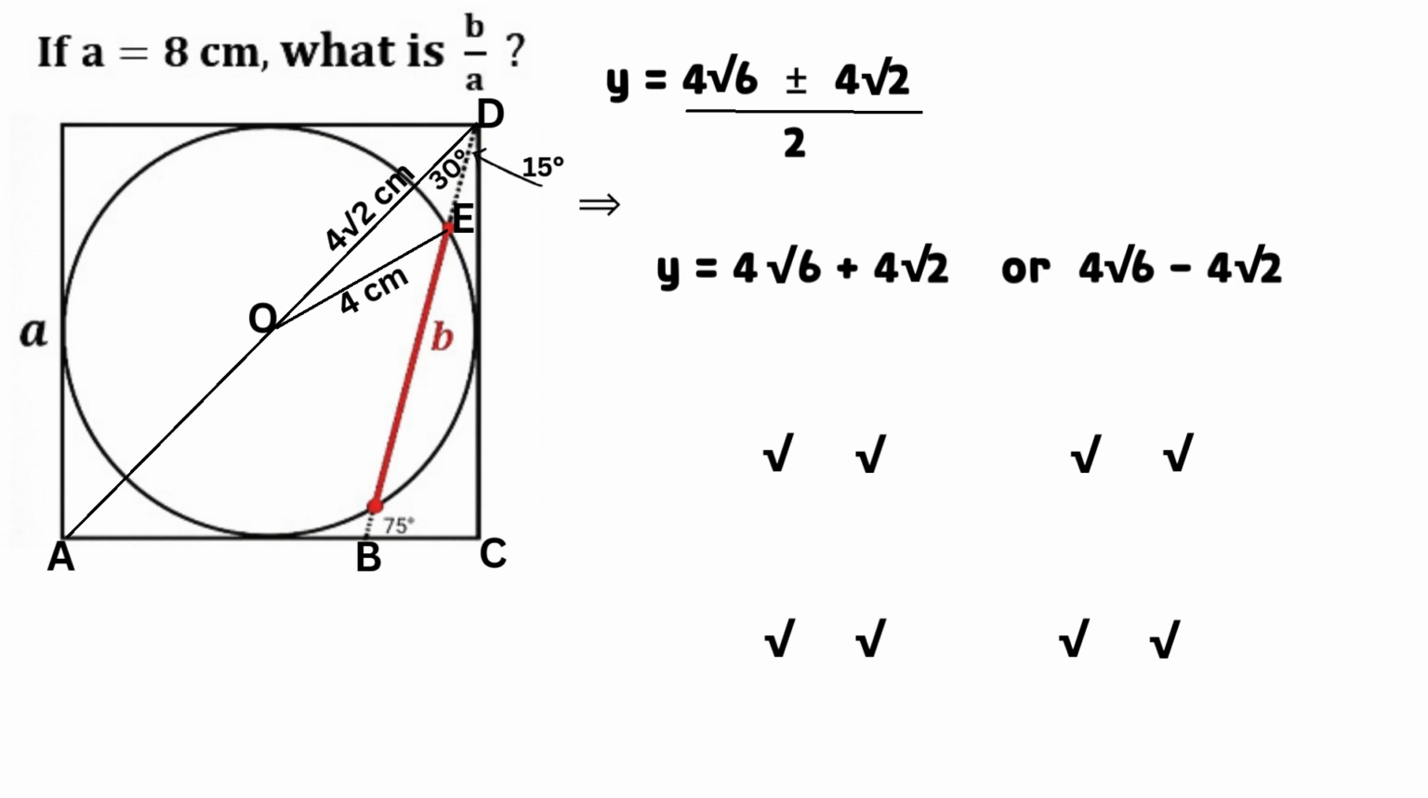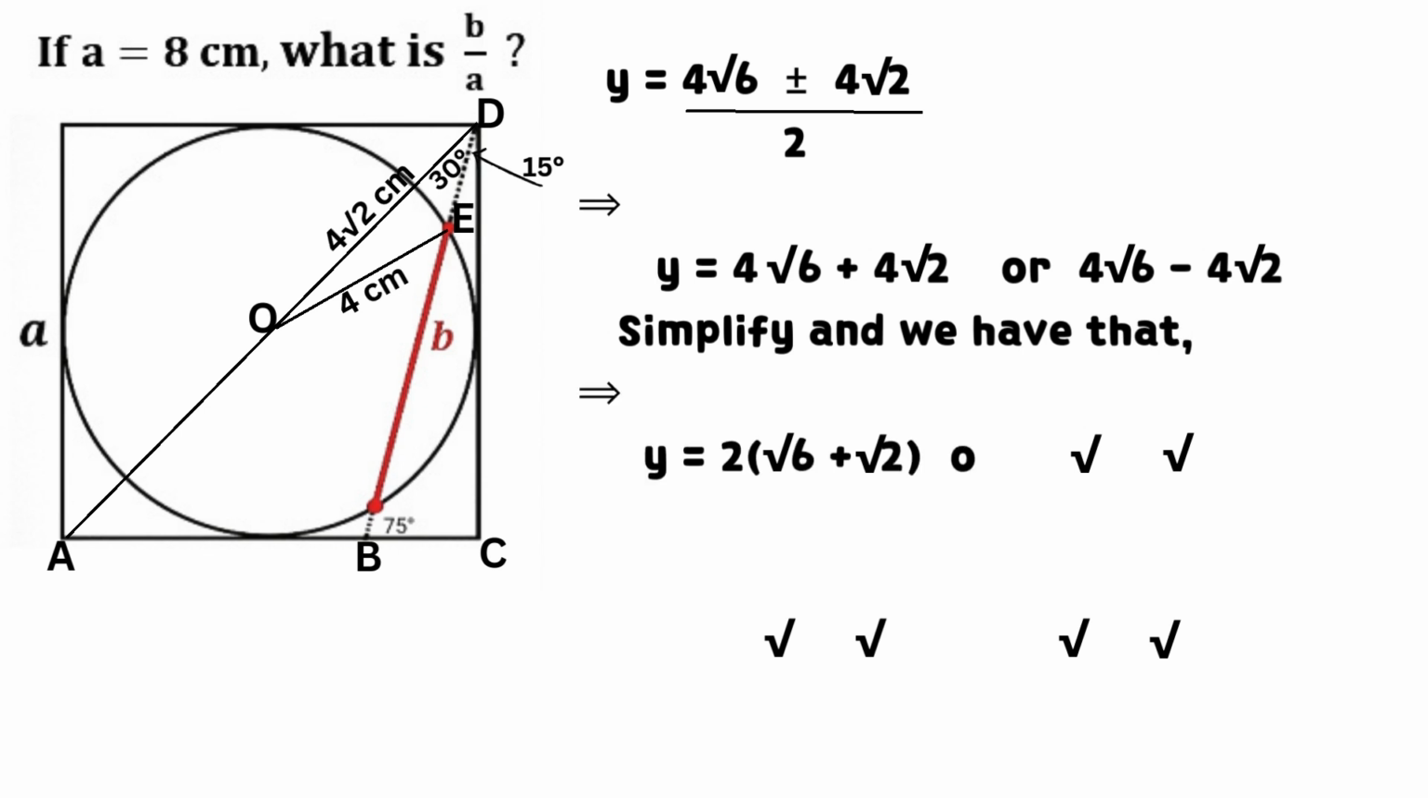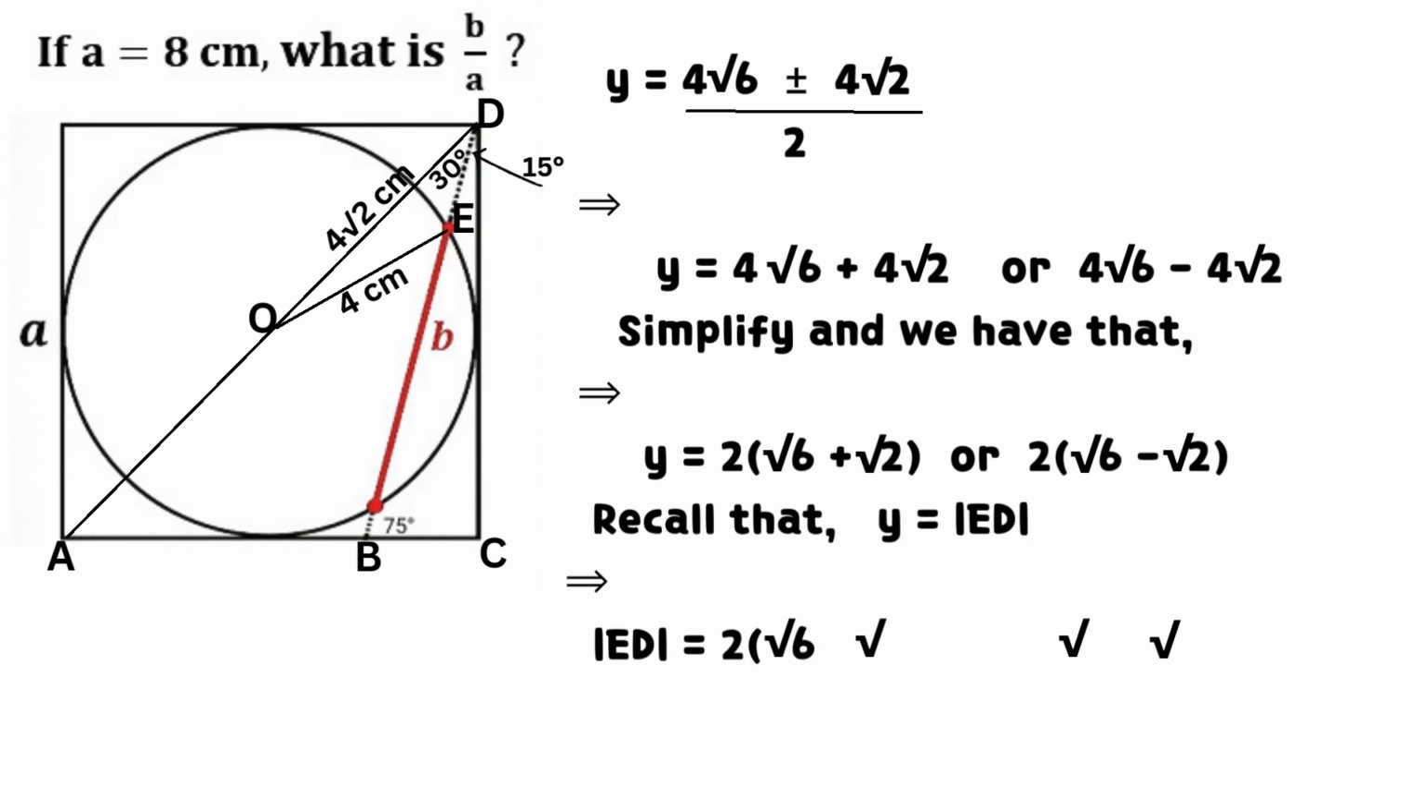y equals half of 4 times the square root of 6 plus or minus 4 times the square root of 2. Simplify and we have that y equals the product of 2 and the sum of the square root of 6 and the square root of 2, or the product of 2 and square root of 6 minus square root of 2. Recall that y equals line ED. It implies that line ED equals the product of 2 and the sum of the square root of 6 and the square root of 2, or the product of 2 and square root of 6 minus square root of 2.